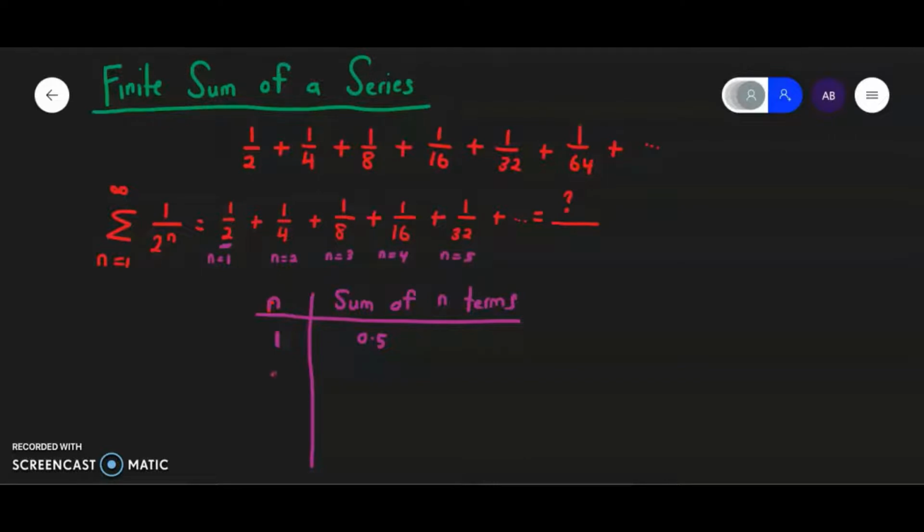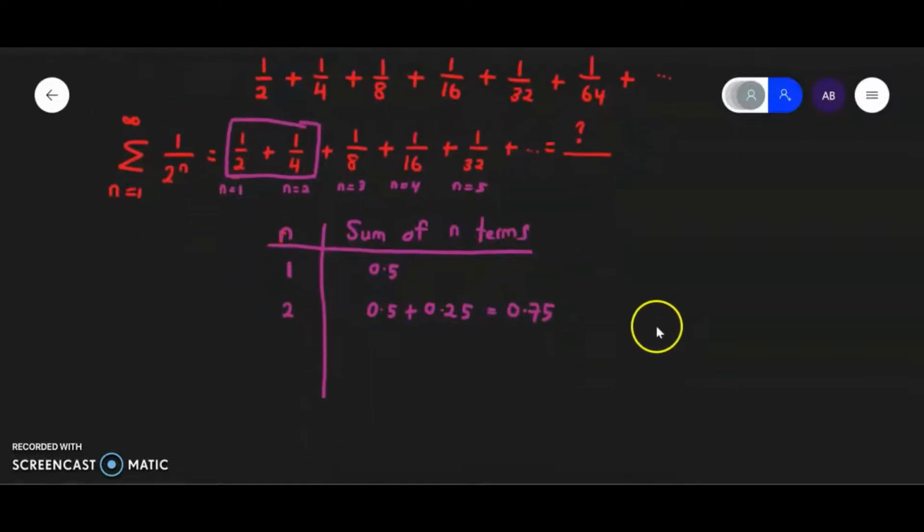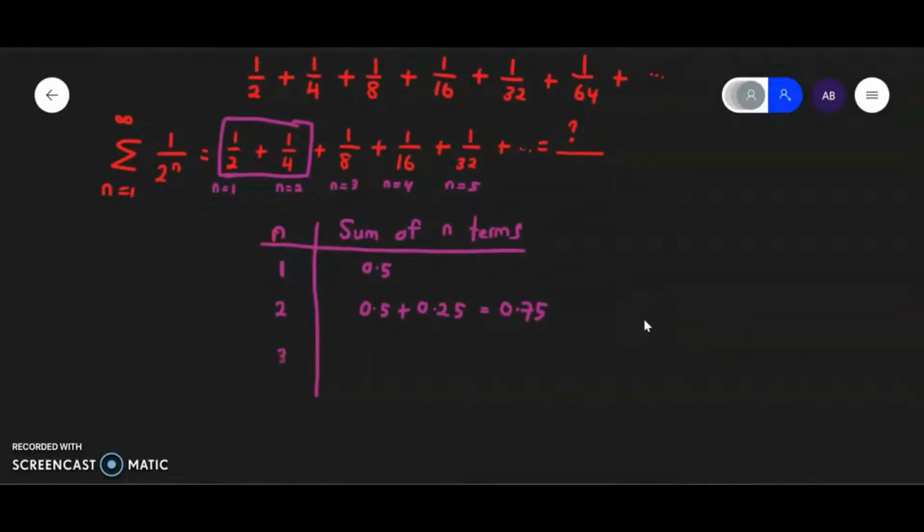So when n is 2 here, what is the sum of the first and second term? Half plus 1/4, so 0.5 plus 0.25, which is 0.75. Now when n is 3, I have to add another one. So I need to add 0.75 plus 1/8 in decimal. So you get 0.875.